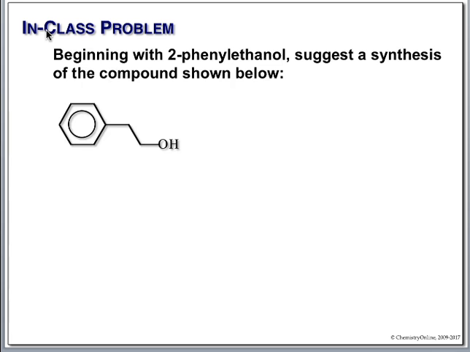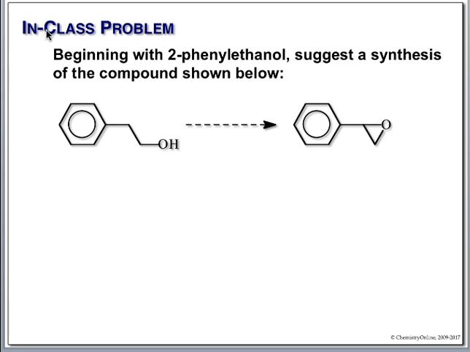Any questions? Let's do one more synthesis. I want to make styrene oxide. And all I have is 2-phenyl ethanol. So step one, you look at your final compound here, say, what is it?